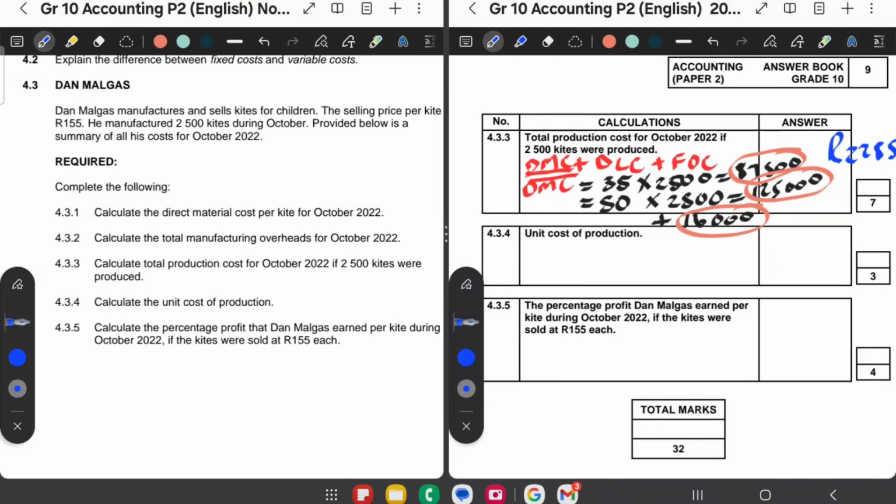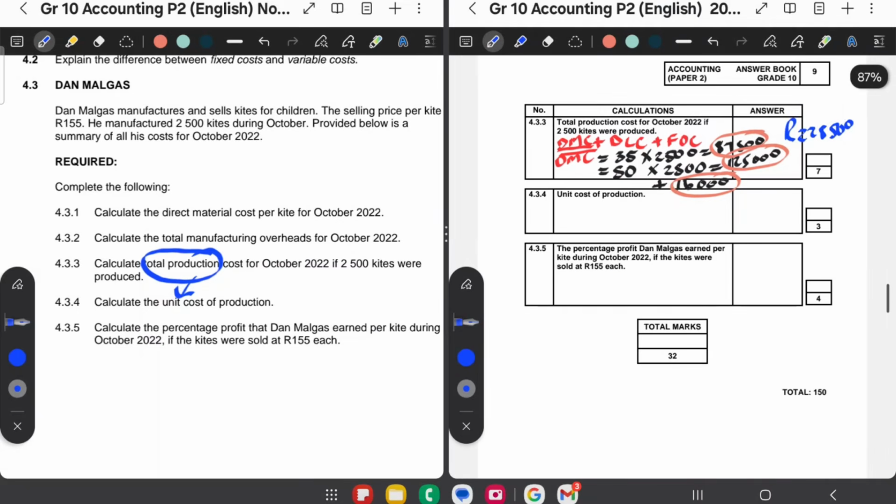Okay, so in the next question, they say calculate the unit cost of production. So if this is the total production cost, then the unit cost is my total production cost. So it's this answer that you got here. 228,500, and then per unit, so you divide it by the number of kites you produced, and I get my answer to be 91.40. So that's for 3 marks.